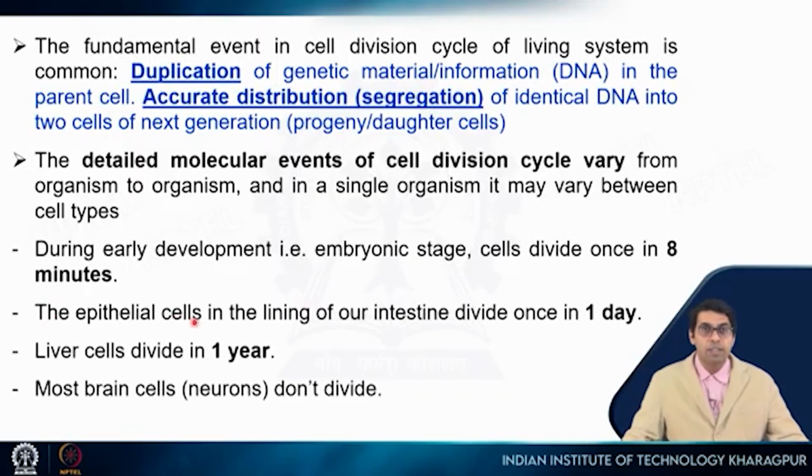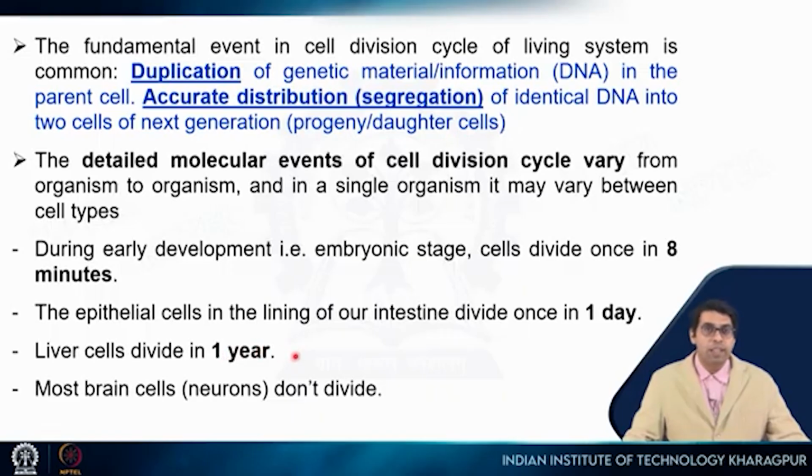The epithelial cells in the lining of our intestine divide once in 1 day. Similarly, liver cells divide once in a year, and our brain cells, the neurons in our brain, do not divide. But this does not mean that the liver cells take 1 year to divide, right? It means that their division is less frequent.